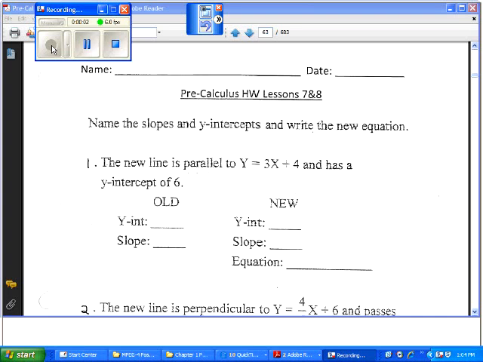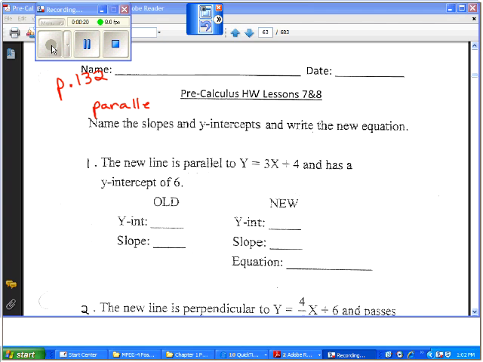Lesson 7 and 8 is going to be parameter changes involving parallel and perpendicular lines. We learned some rules about this from the Algebra 1 book on page 132. What we learned was that parallel lines have equal slopes and never intersect, which we already know, but we're really specifically worried about the fact that they have equal slopes.